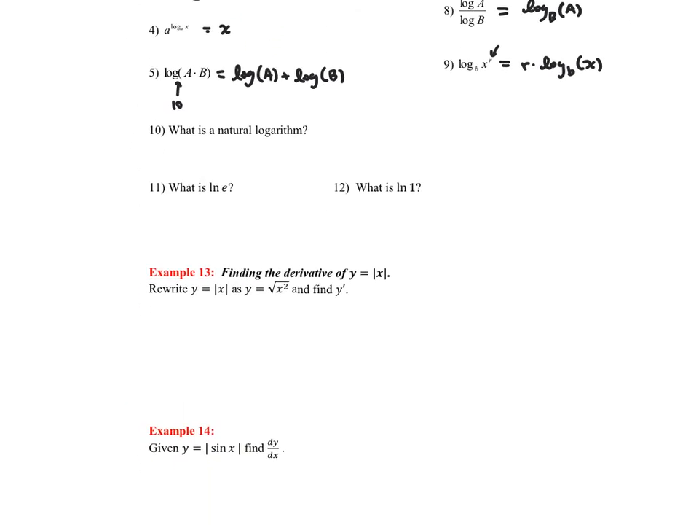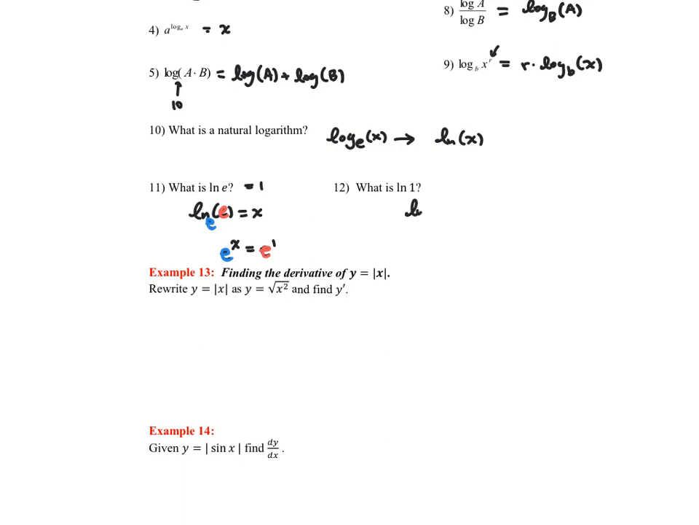Okay, so what is a natural logarithm? The natural logarithm is the log of base e. Okay, it's never written that way. We just identify it as the natural log of x. So what is the natural log of e? Well, since this is base e, that means e to the x is equal to e. Okay, so this e is this e, and this e is this e to the x. Okay, so clearly this is e to the 1, so natural log of e is equal to 1.